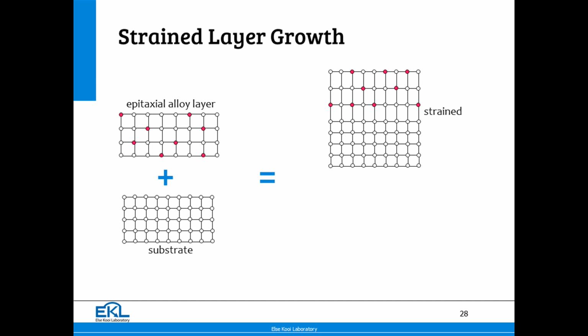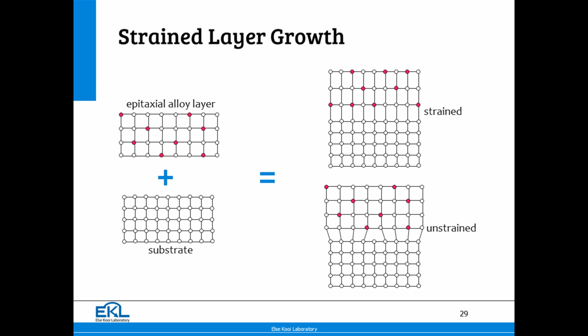Now if you continue growing, the strain builds up, you exceed the yield stress, and you generate defects, dislocations at the interface, called misfit dislocations. Some of them are moving their way up, called threading dislocations.